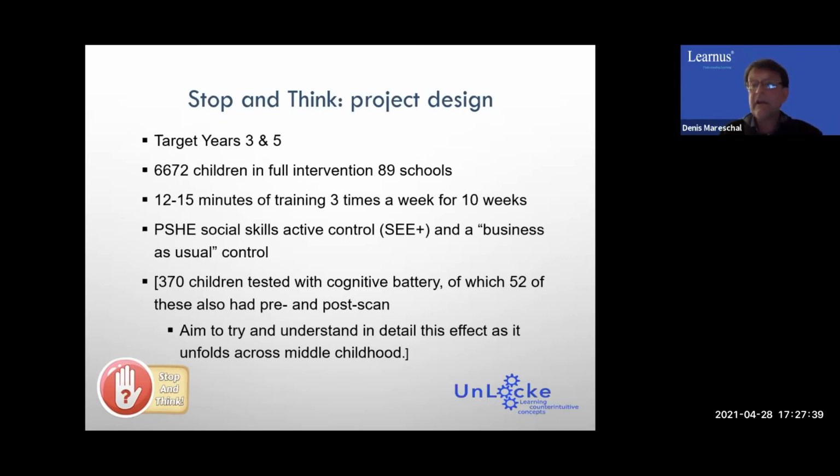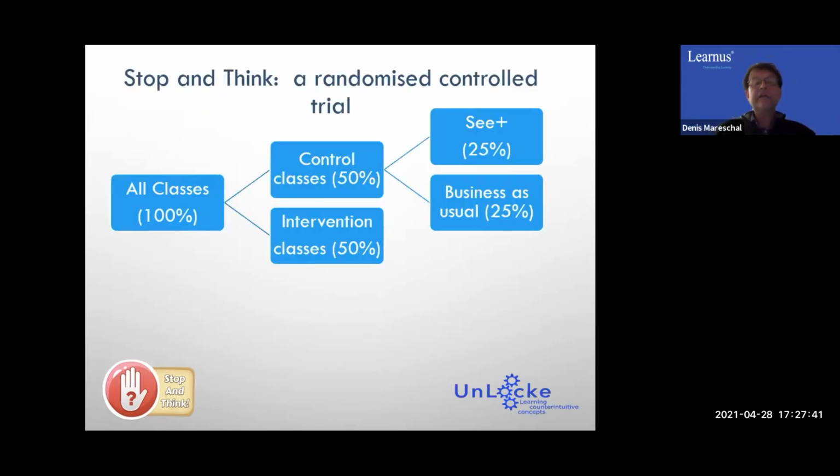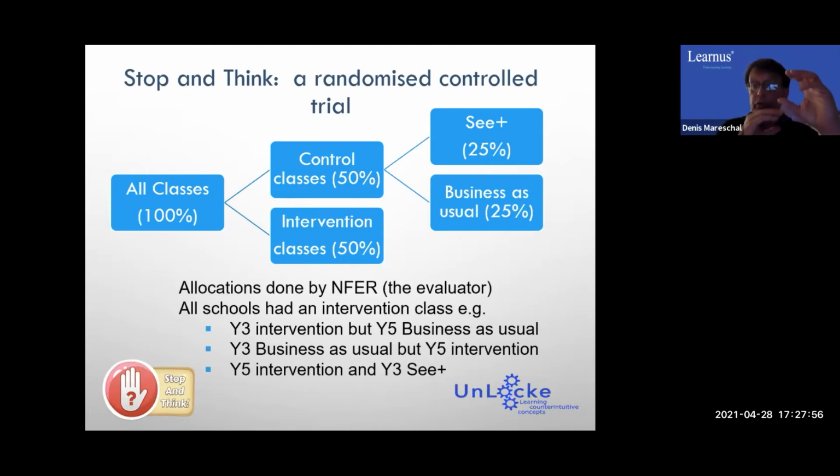So Derek, next slide, please. Okay, this is just to make sure everyone understands the structure of the study. We have all the classrooms. These classrooms were split between control groups and intervention groups. Half the classes got the stop and think intervention. The other half were the controls. We're going to compare the performance of the stop and think to the controls.